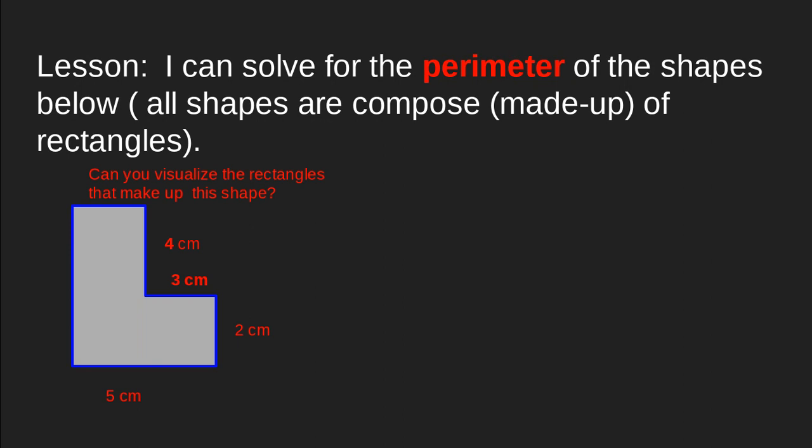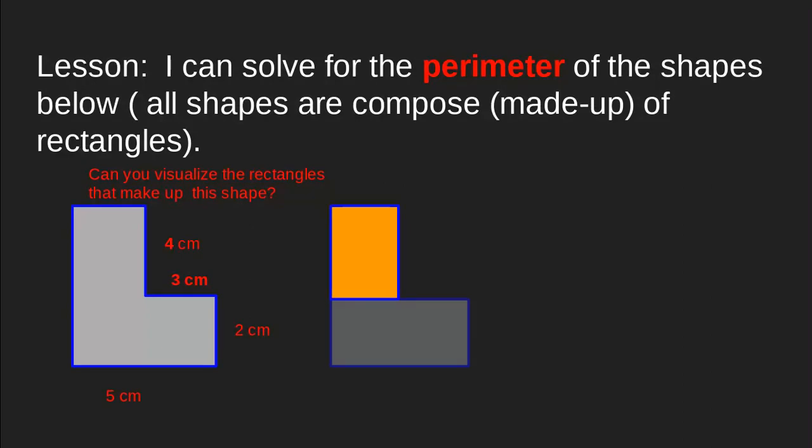Now, can you visualize the rectangles that make up this shape? This is what I see. I see this rectangle here, and then I see this other one. Now, let's go ahead and bring our measurements. We have 4 centimeters, 3 centimeters, 2 centimeters, and 5.